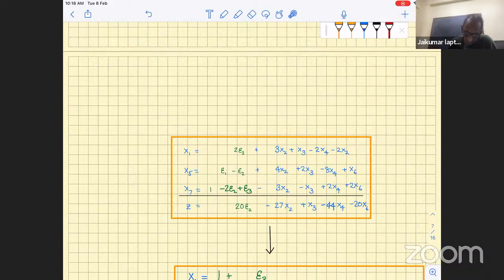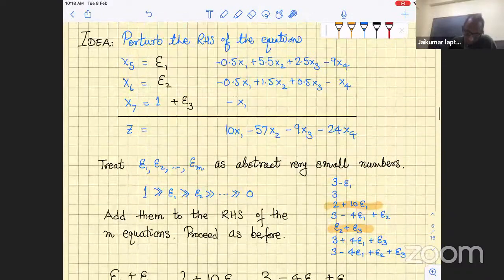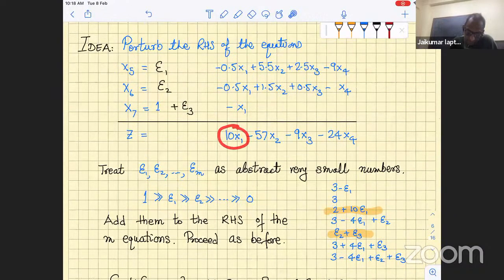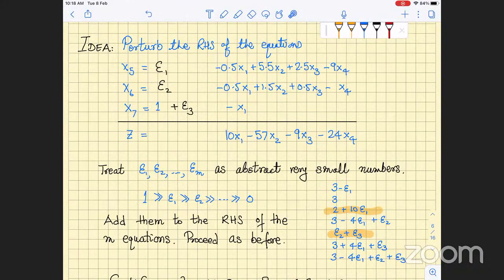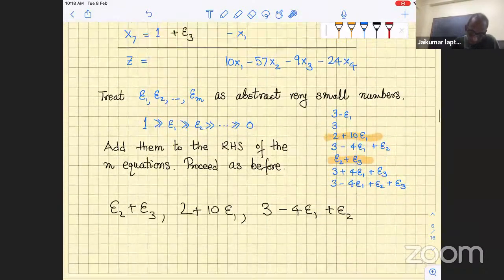What happened to epsilon 2, and how did 20 epsilon 2 come? Because we have to eliminate x1 from the right hand side here. But in x6, what were we doing? The equation for x6, there was an epsilon 2 already here, and x1, yeah, that's right.